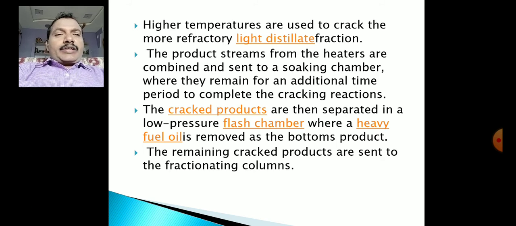The cracked products are then separated in a low pressure flash chamber where heavy fuel oil is removed as the bottoms product. So these products are separated in a low pressure flash chamber, and the heavy fuels are removed at the bottom side. The remaining cracked products are sent to the fractionating columns, that is the fractional distillation column.